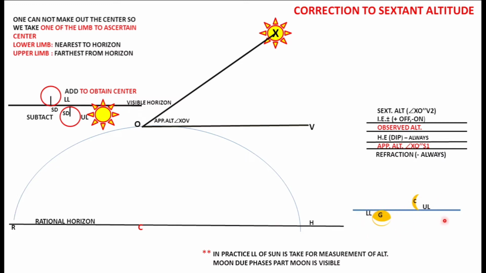When the moon is a crescent, you see the upper limb, and when it is gibbous, you see the lower limb. So at that particular time, you have no choice other than taking the upper or the lower limb. For the sun, it is always possible to get the lower limb. So we normally talk about the lower limb for the sun. It's only for the moon that upper and lower limb have to be talked about. Now, to get the body center, we will have to add or subtract the semi-diameter, which is given in the almanac.